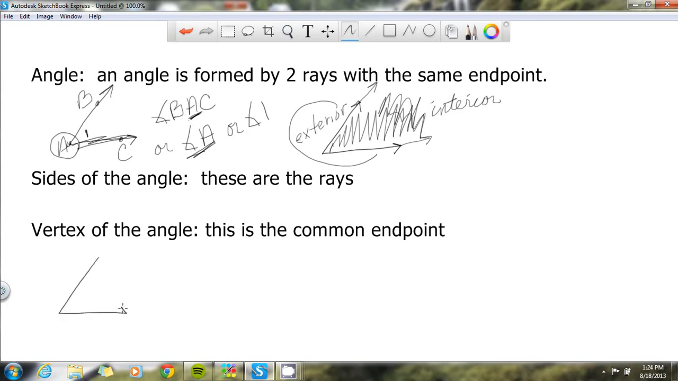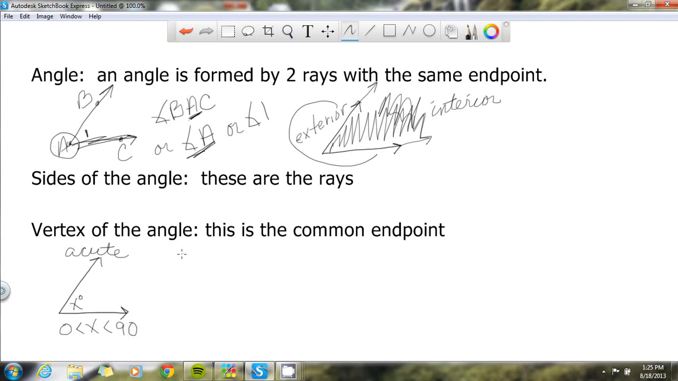This angle is called an acute angle, A-C-U-T-E, because it measures between 0 and 90 degrees. If this is x degrees, we don't know how many degrees it is. We do know that it measures between 0 and 90 degrees. So 0 is less than x, which is less than 90.